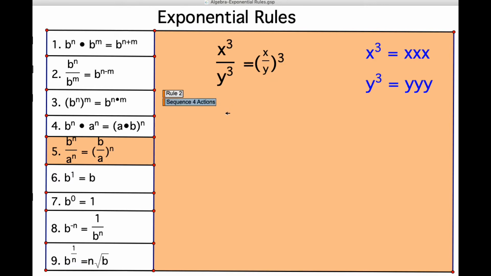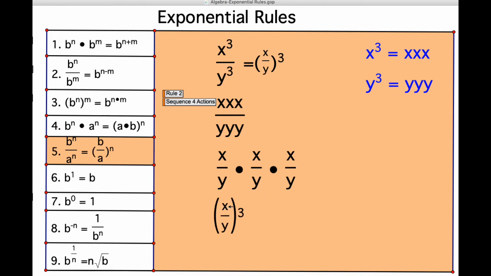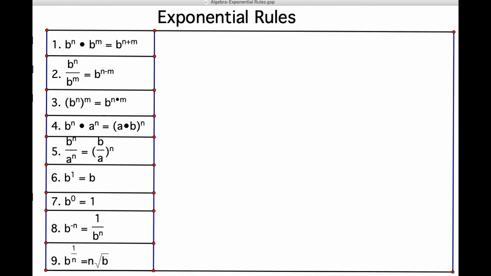x cubed over y cubed, according to the rule, would become (x over y) cubed. So let's go back to our expansions and look at x cubed over y cubed as being xxx over yyy, which I'm then going to simplify into three separate fractions, x over y, which is the definition of a cube. It's x over y 3 times. So it'd be (x over y) cubed.